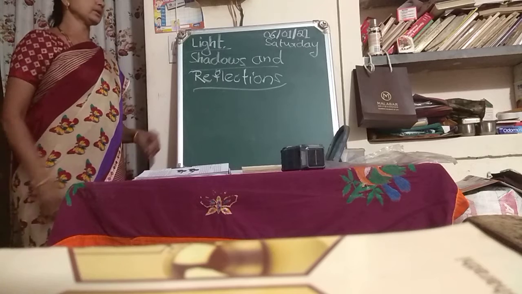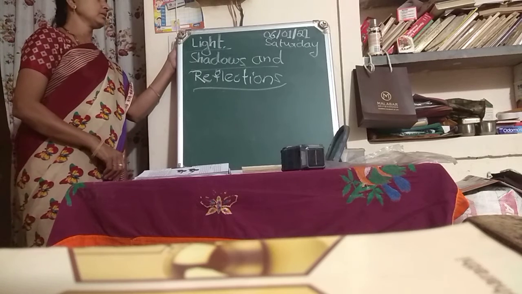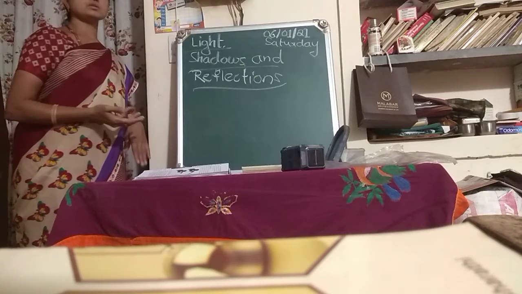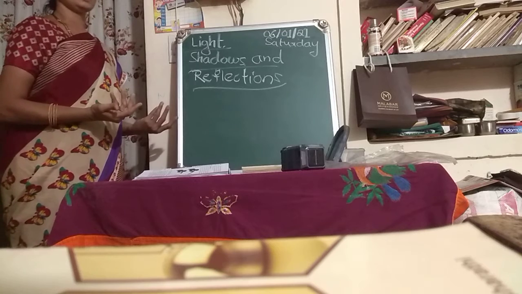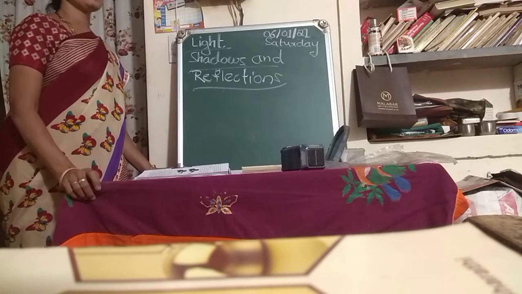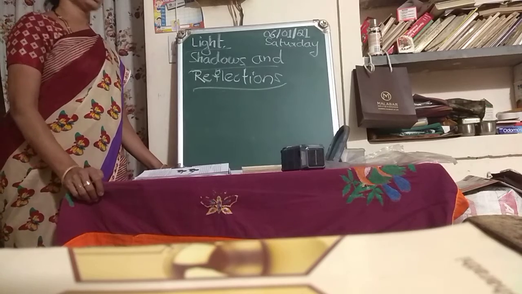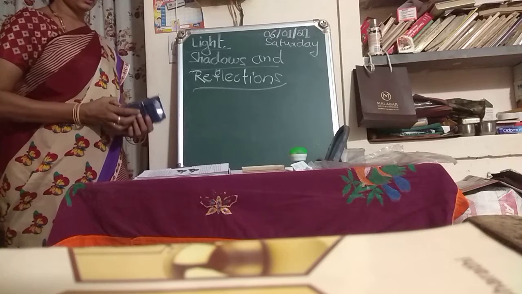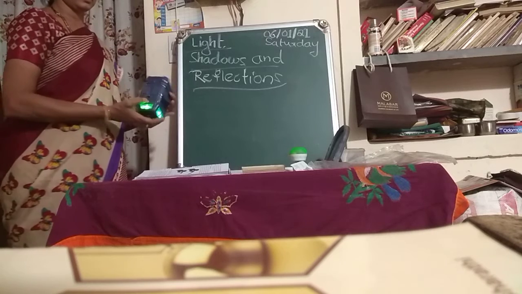Now, I will do an activity. Now, can you see anything? Now we cannot see anything because it is dark. Now we are able to see because we have light. So this is the reason we are able to see the objects. It means light from the torch. See, this is a torch. It gives us light.